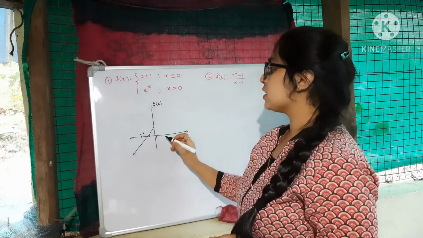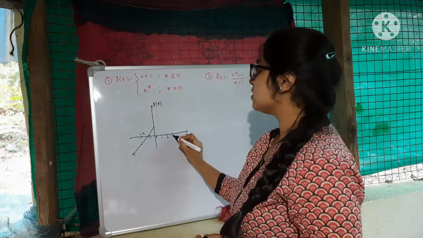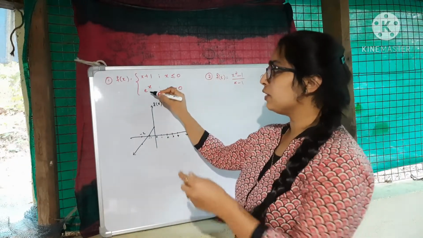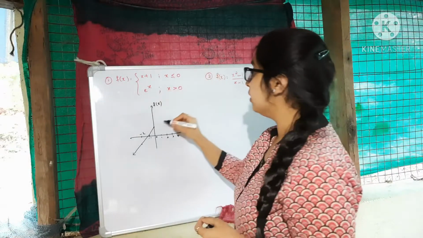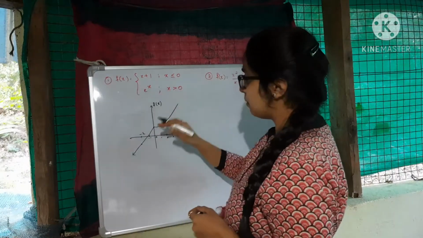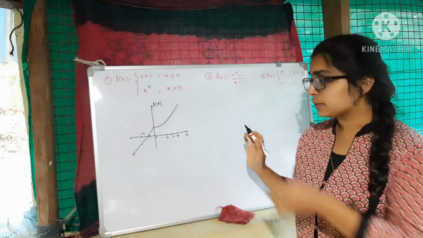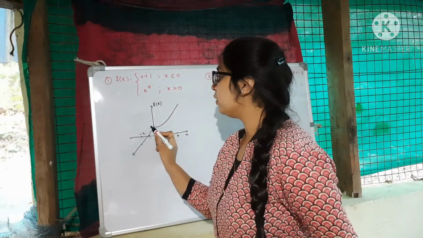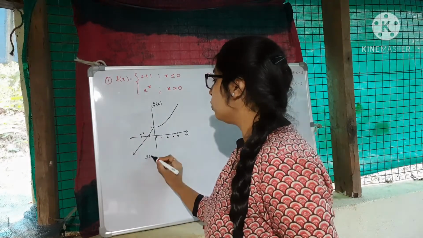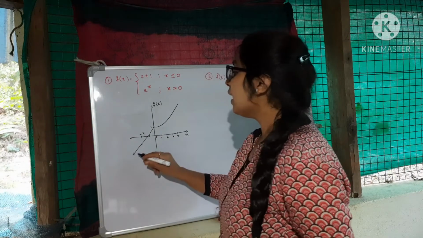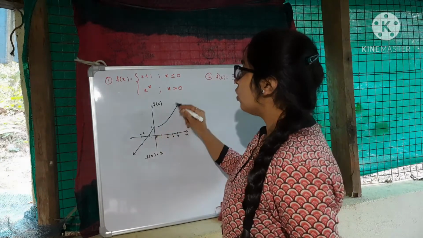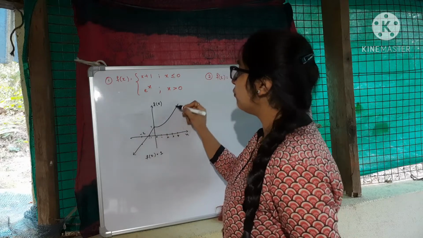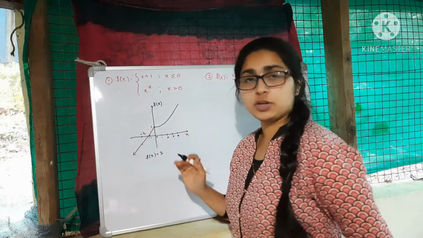So e to the power of x. Next, if you consider the positive side, for 1 it is e. So this one will be your growing exponential signal, something like this. It will be e to the power of x. So you can see at 0 you have value 1. So f of 0 will be equal to 1. And this graph can be drawn without lifting my pen, right? So this is a continuous function.